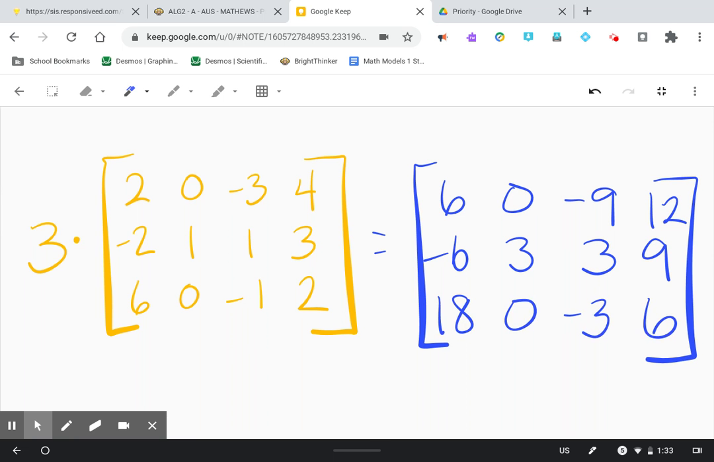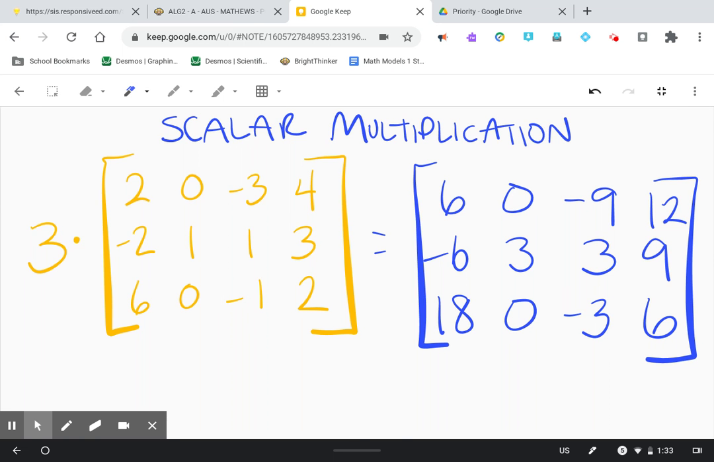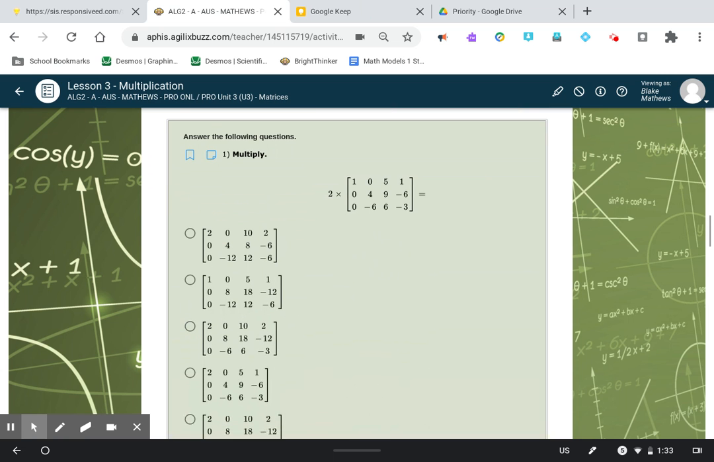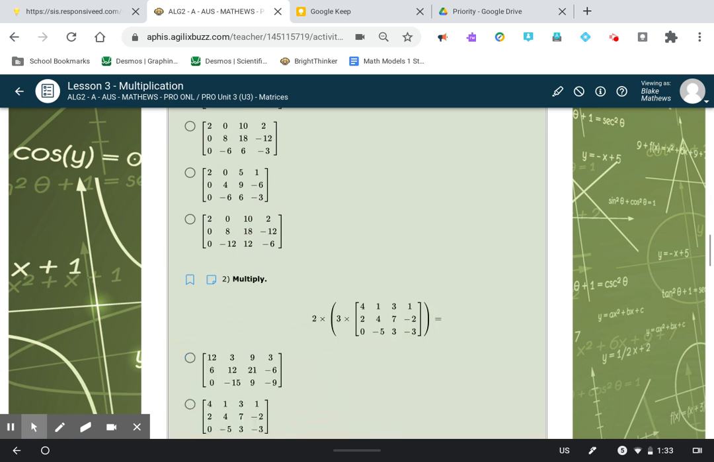And so, again, it's not really anything more than multiplying each number inside the matrix times the scalar outside the matrix. And we call this scalar multiplication. That's pretty much what you're doing in this lesson. They try to make it slightly more complicated in certain problems, but you can see in number 1, you're just going to multiply everything in that matrix times 2.